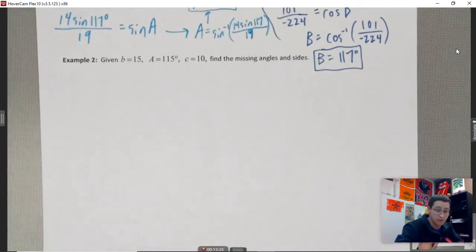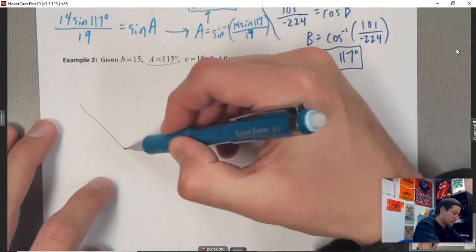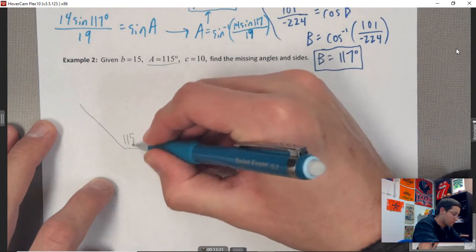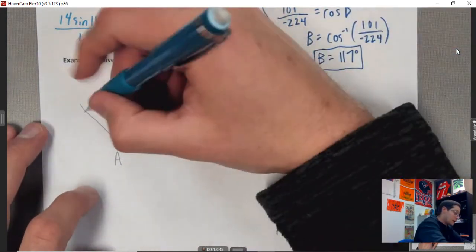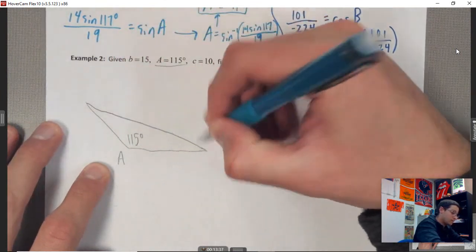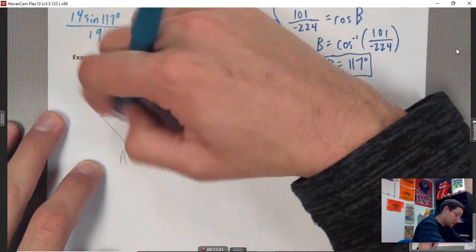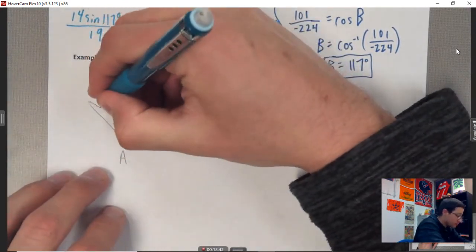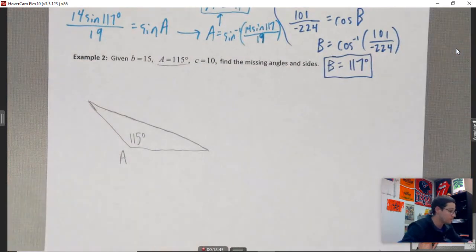Okay. First, we're going to draw the picture. We're going to make this angle 115, labeling it as A. We're going to complete the triangle. I can't claim for that to be the best looking triangle I've ever drawn. Maybe that's a little better. Okay, 115 there. All right, and you've got to be careful with how you set these up, guys.